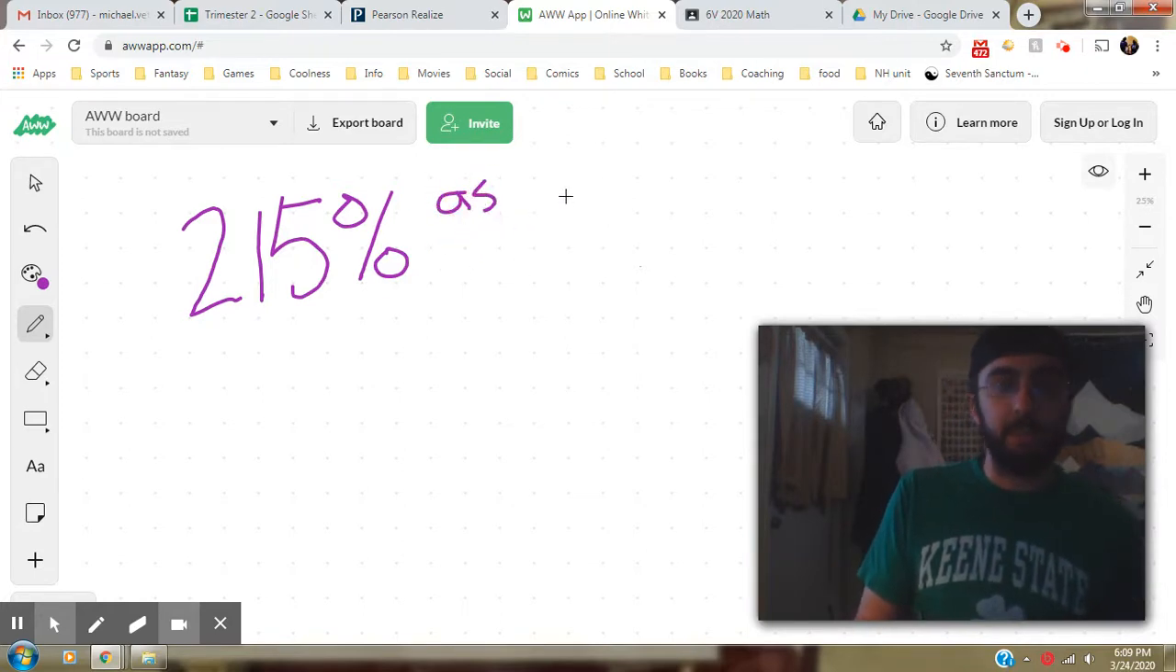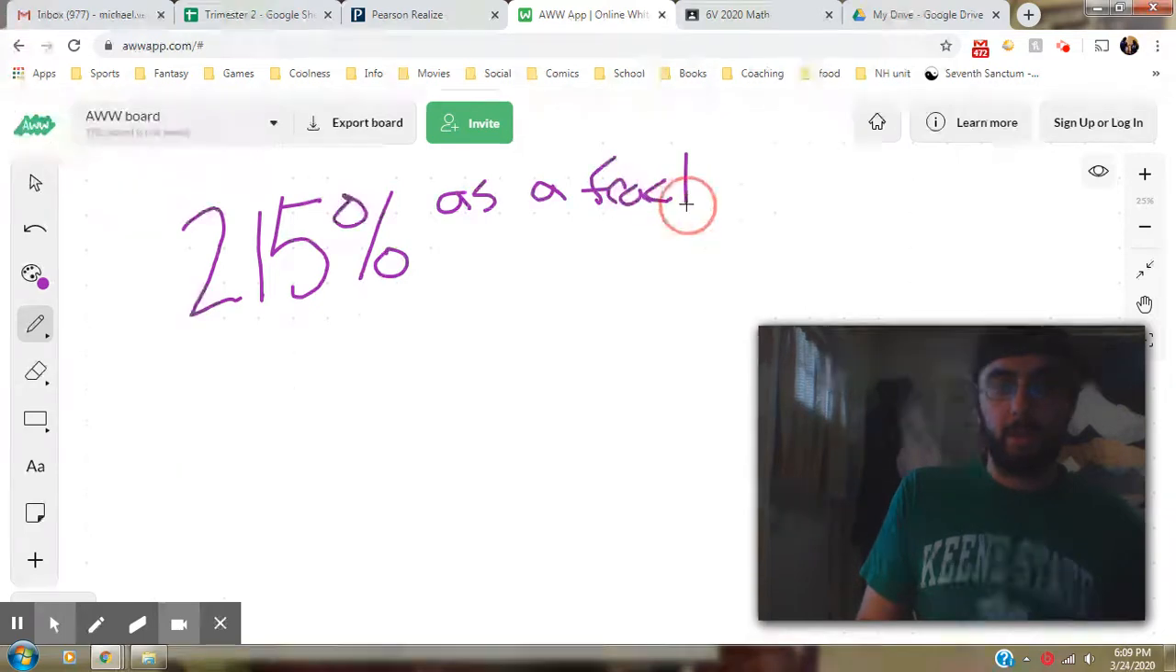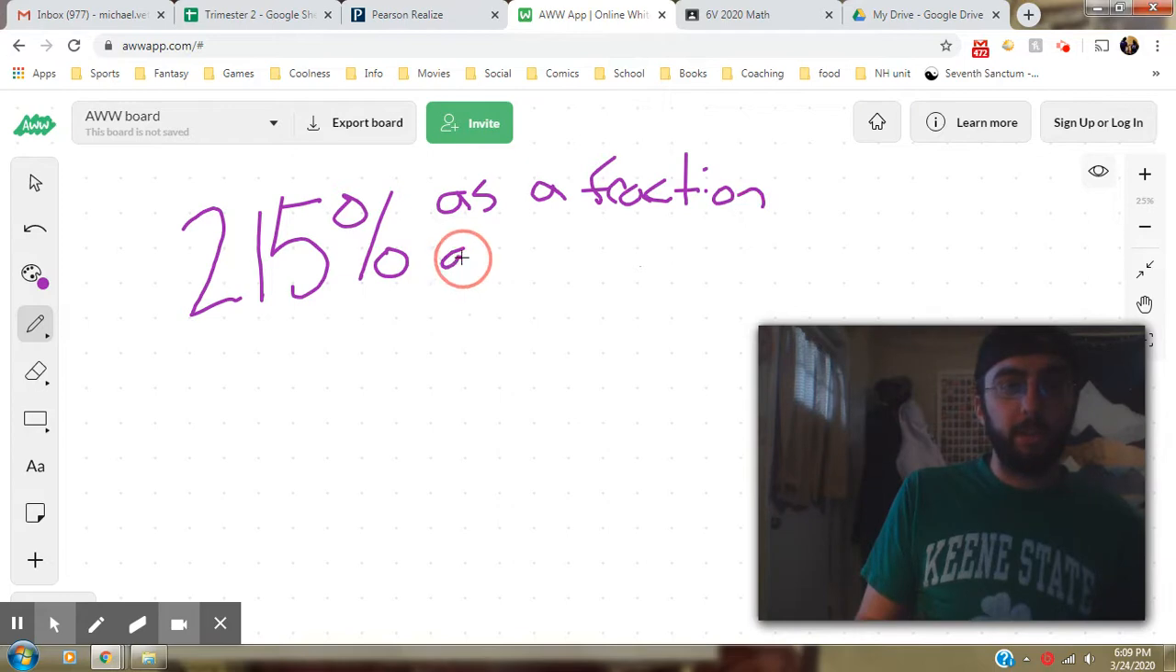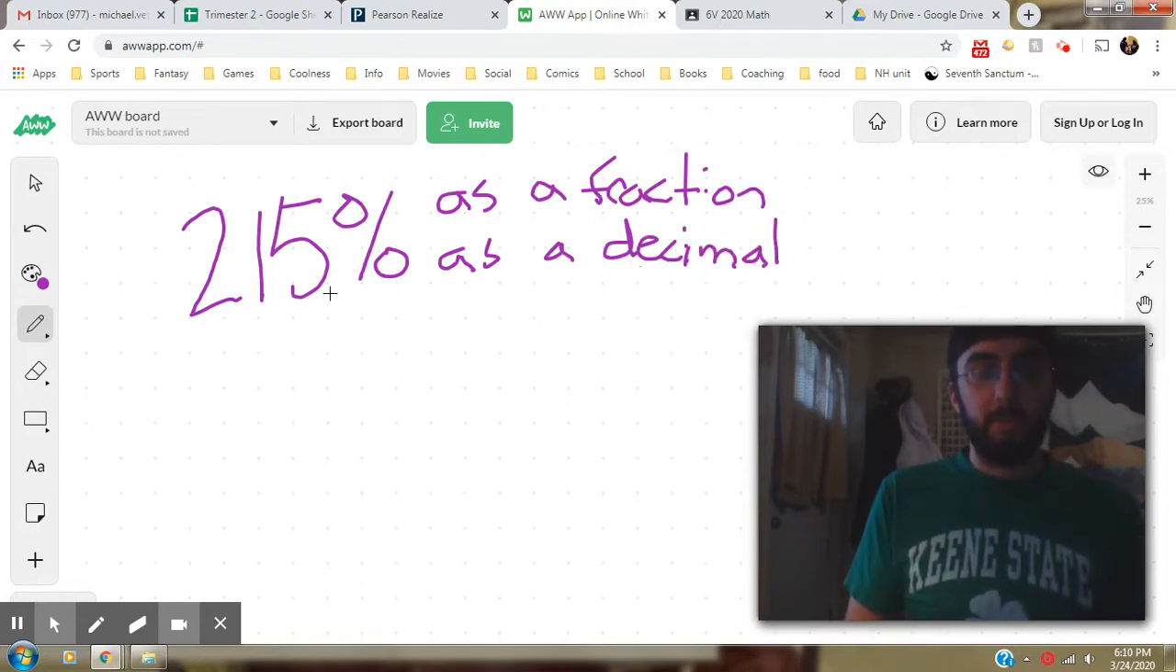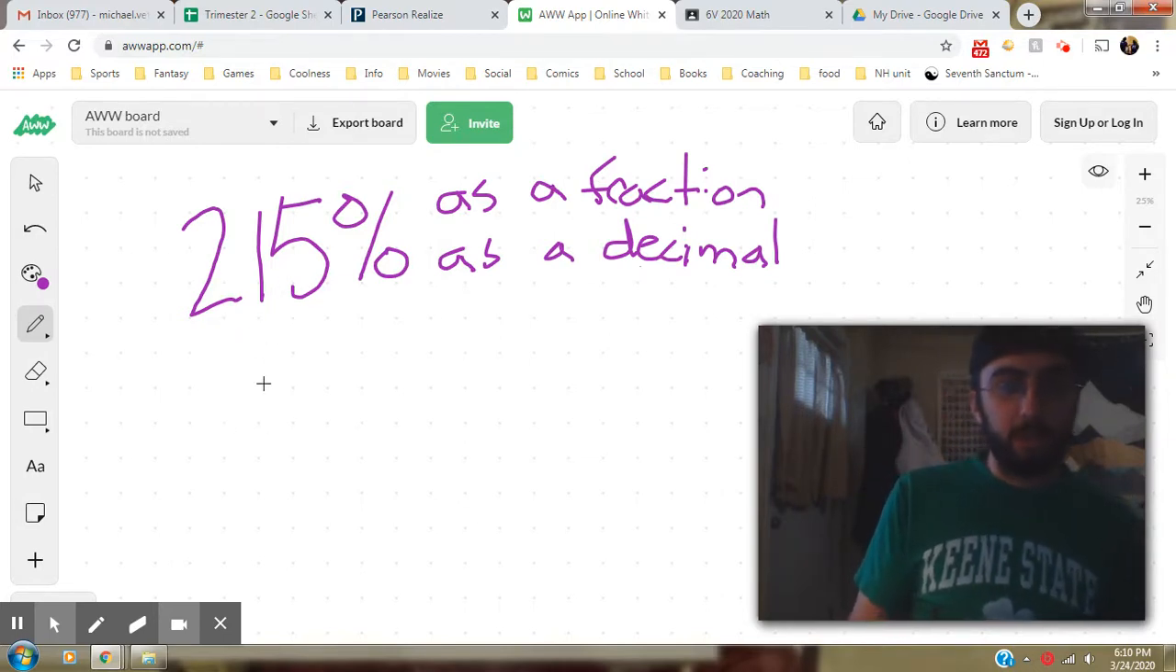All right, so 215%, and we wanted to change that and show it as two things. So as a fraction, sorry about the handwriting here, it's a little tougher on this, but as a fraction and as a decimal. So again, these are skills we've already done. All that's changing is this number is now over 100. So as a fraction, we know how to do that.